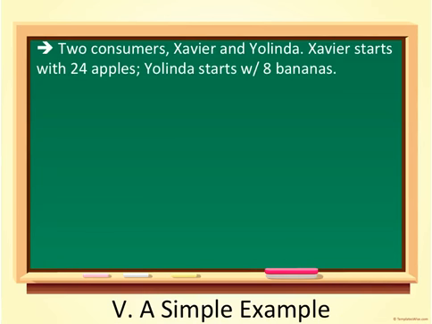Okay, so this is going to be quite simple. There's going to be two consumers, Xavier and Yolinda, and I picked those names, of course, because of the X and Y. So Xavier starts with 24 apples and Yolinda starts with 8 bananas.